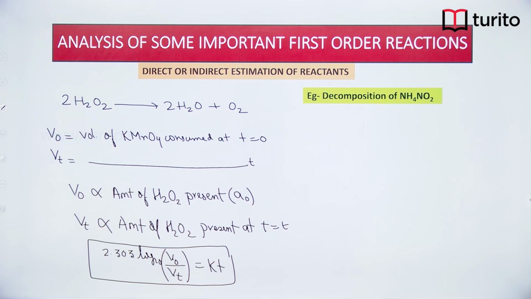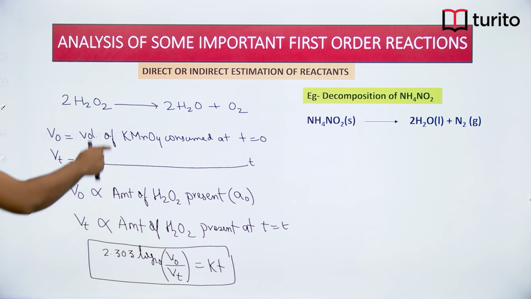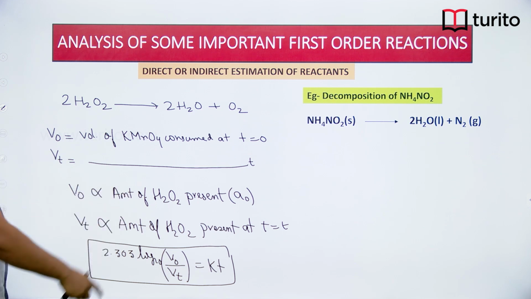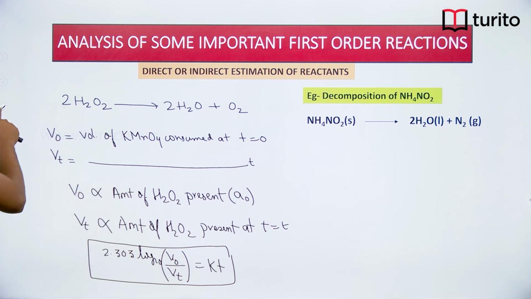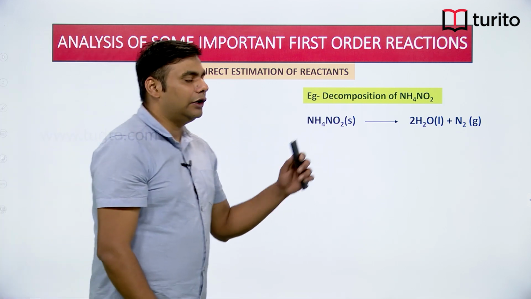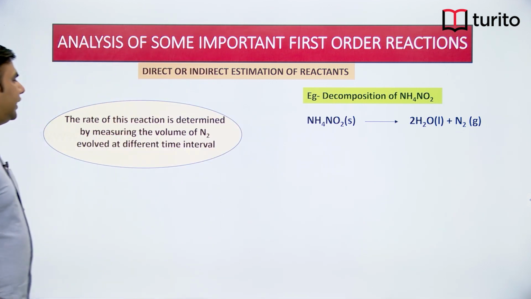Now, the second example is the decomposition of NH4NO2. We know that NH4NO2 is a solid. On decomposing it gives H2O plus N2 gas. In the case of H2O2, we were directly estimating the reactant, calculating its concentration based upon the volume of KMnO4 it consumes. In this case, because we have a gas N2, we will record its volume. The rate of this reaction was determined by measuring the volume of N2 evolved at different times.